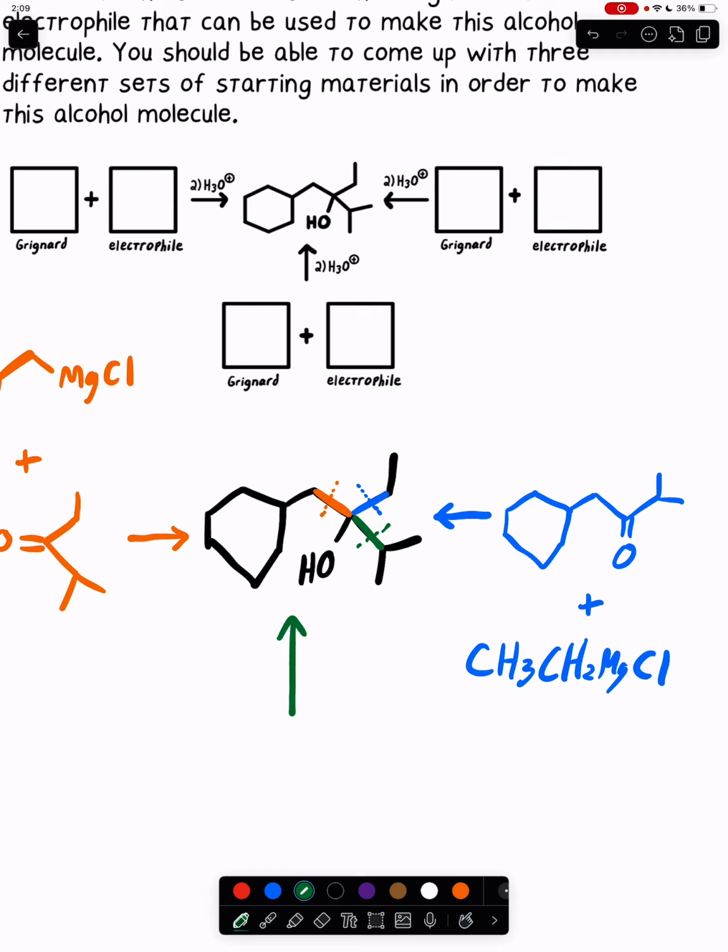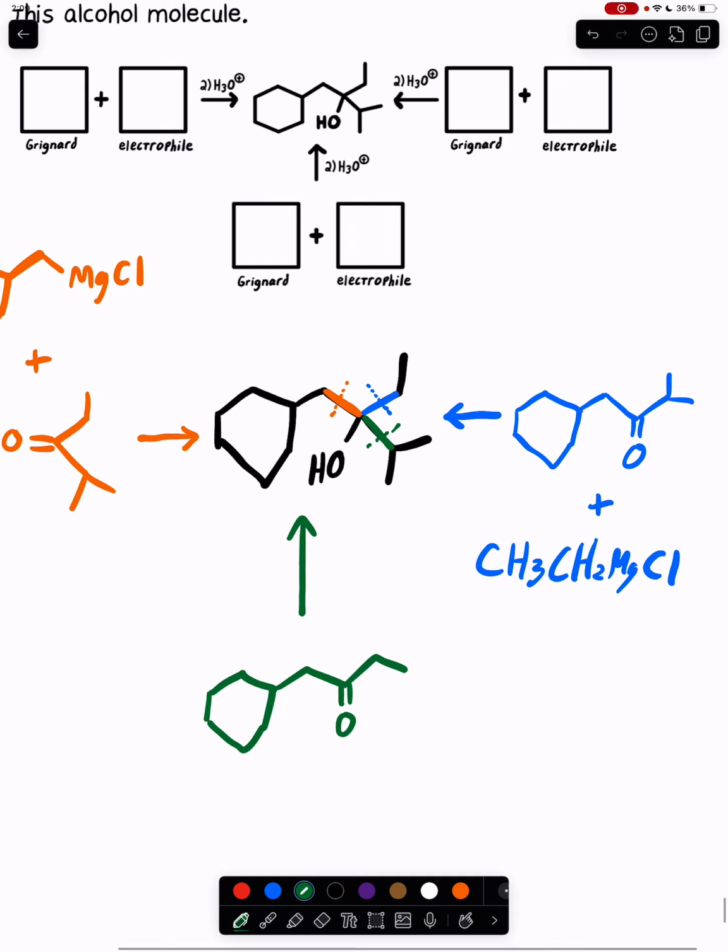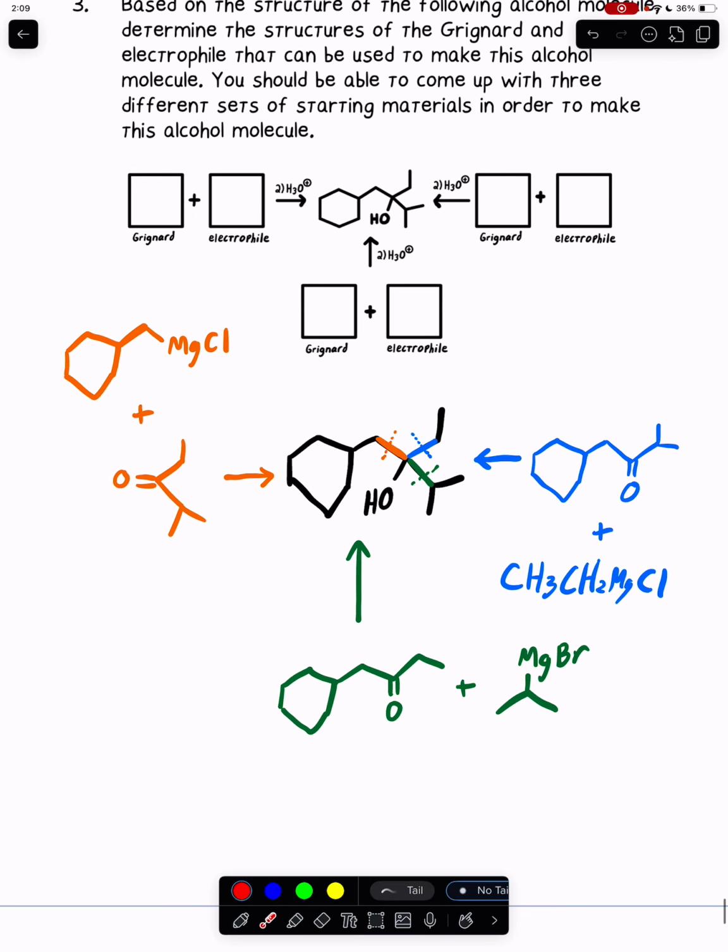Everything above that green dash must have been the ketone, so it must have been this ketone right here. And it must have reacted with a 3-carbon Grignard reagent where the magnesium is bonded to the center carbon. Again, I'm just randomly choosing bromine, chlorine, or iodine here. That must have been the Grignard reagent used to react with this ketone, followed by an acidic workup to specifically make this alcohol. So those are 3 possible ways you can make that alcohol using a Grignard and a ketone.